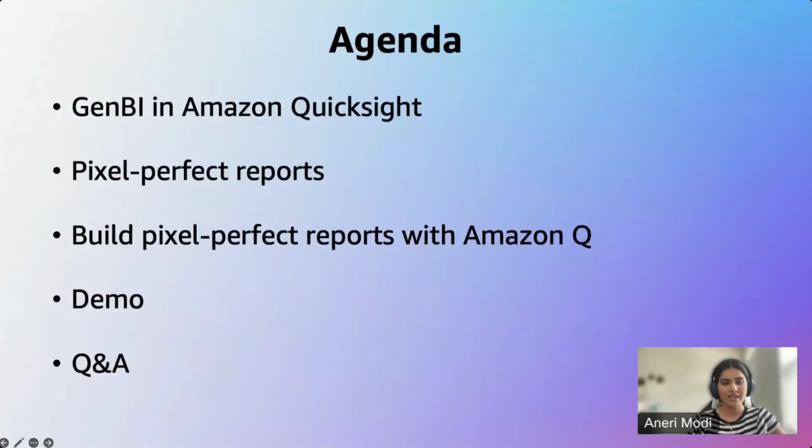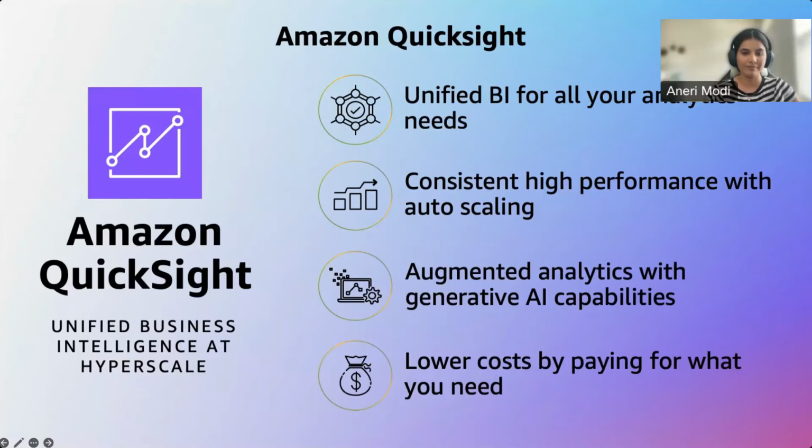So we'll start by talking about the generative BI in Amazon QuickSight, which is Amazon Q. We will talk about what are pixel perfect reports, and then we'll walk over how we can build pixel perfect reports with Amazon Q, followed by a demo.